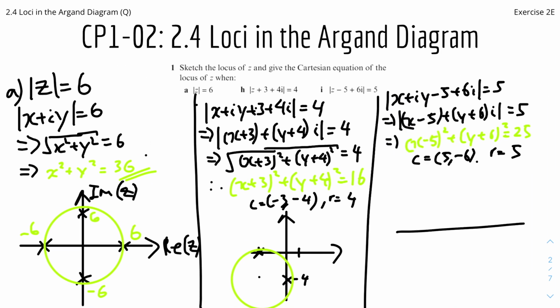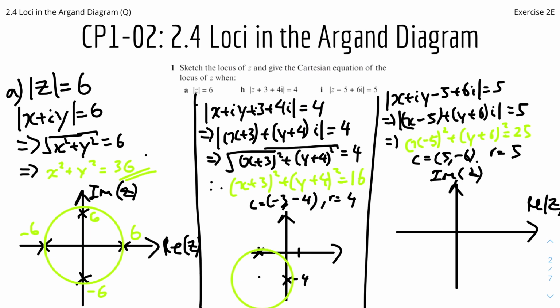So we can plot an Argand diagram as well. So the real axis and the imaginary axis, imaginary axis and the real axis. So 5 around here and 6 around here. So this will be the center of a circle, and it will be helpful to label the center of a circle. So we know that this distance here is 5 units, right?